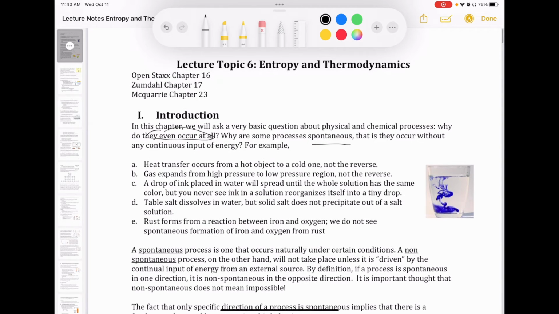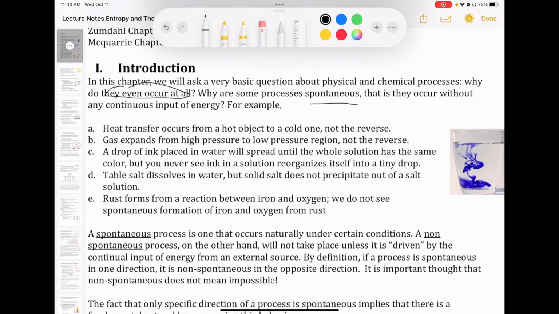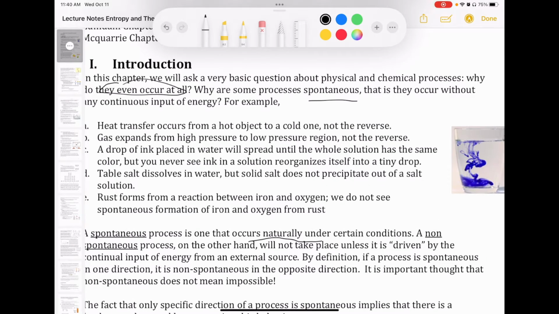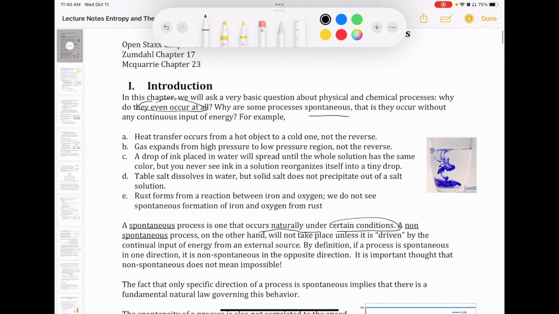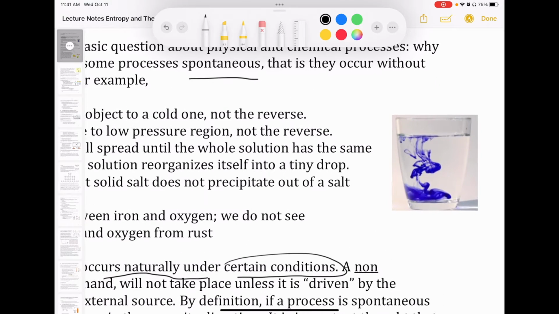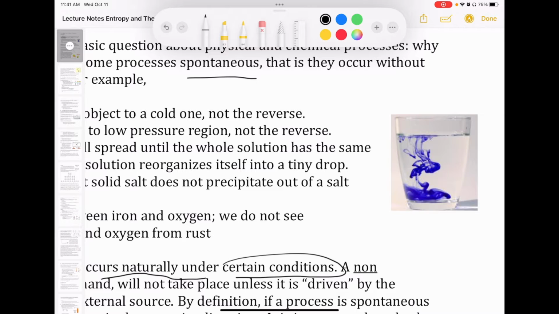Before we go further, I want to explain what I mean by the word spontaneous. A spontaneous process is one that occurs naturally under certain conditions without any continuous input of energy. A good example of this, like this picture is showing, is if I put a drop of ink or food coloring in a cup of water, what you'll see is that the ink will slowly spread around the entire water, and eventually the entire water will have a blue color, just like the food coloring. That process we would call spontaneous.